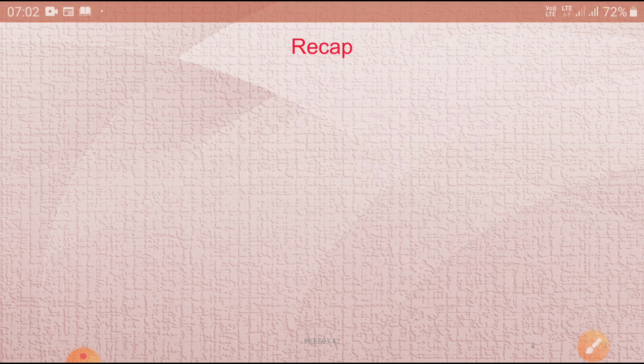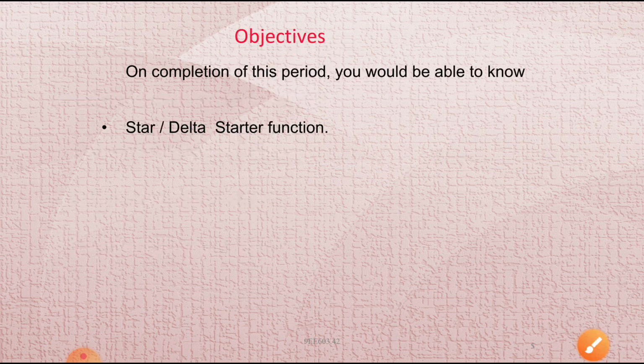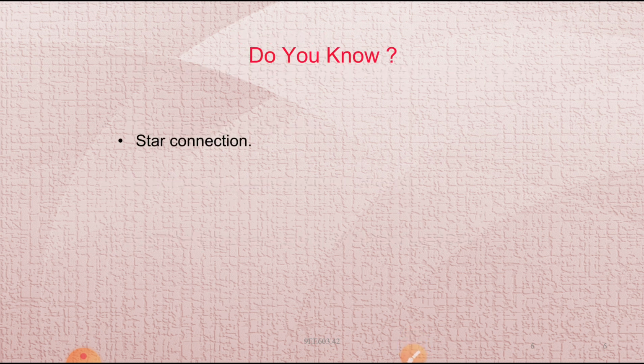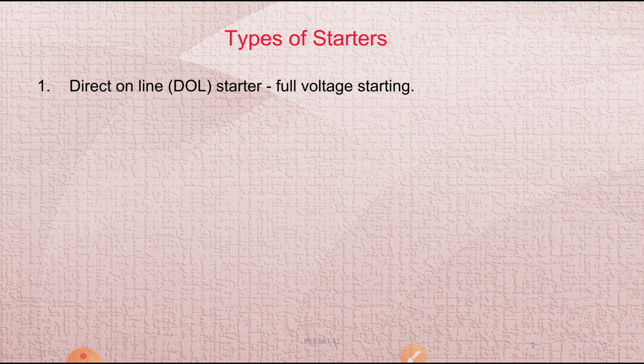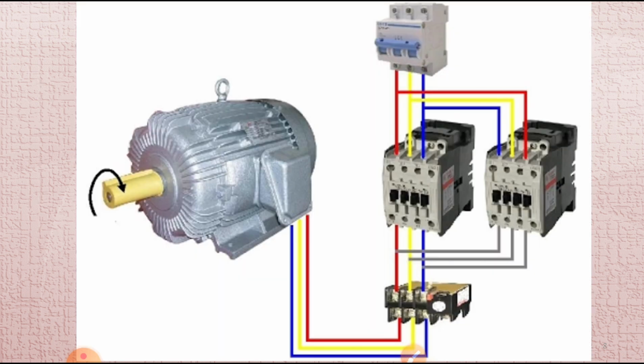Now, we have already seen the main objective, the details about all these things. Star connection, delta connection, and the voltage and current equations in star and delta connections we have already seen. Different starters also we have seen: direct online starter, auto transformer, star delta starter, and rotor resistance starter. Repeating, now you can see one example of the figure.